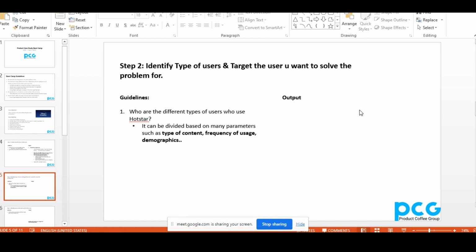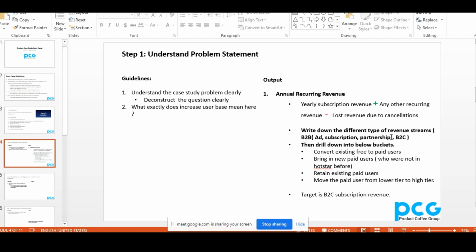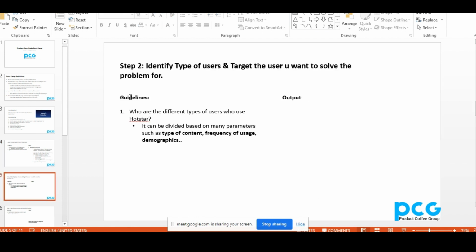Is my screen visible? Okay. Since we are going to focus on B2C subscription revenue, we have to focus on the new and paid users. Before that, first we have to define the type of users that we want to target, the user persona. For a typical person who's into OTT, you can divide the segments based on many types: the type of content they consume, frequency of usage, demographics, and anything else. For this, I would suggest let's divide it based on the type of content.